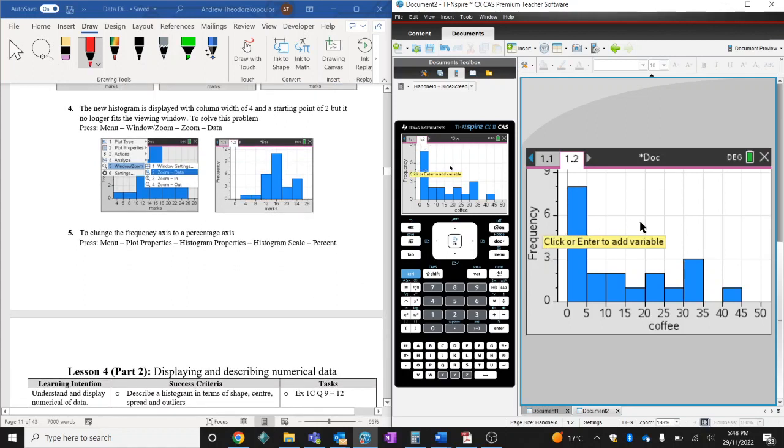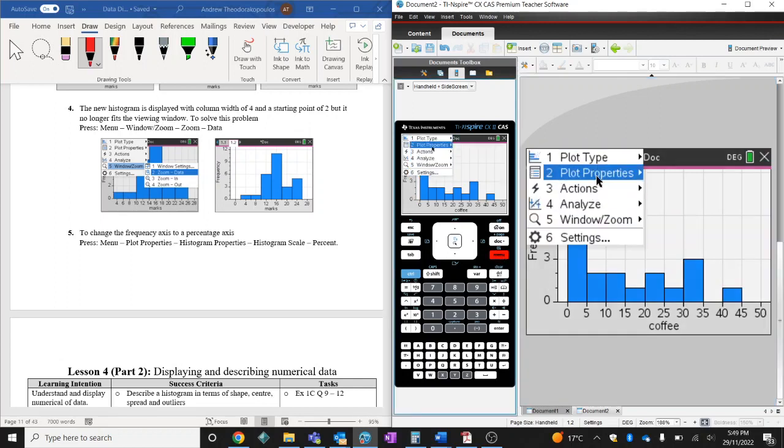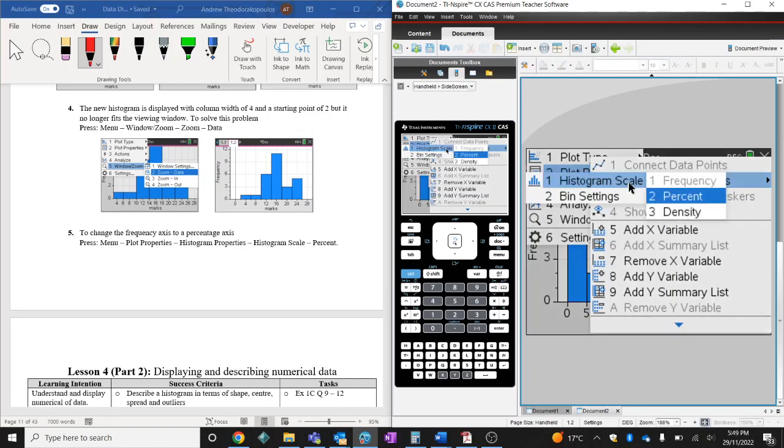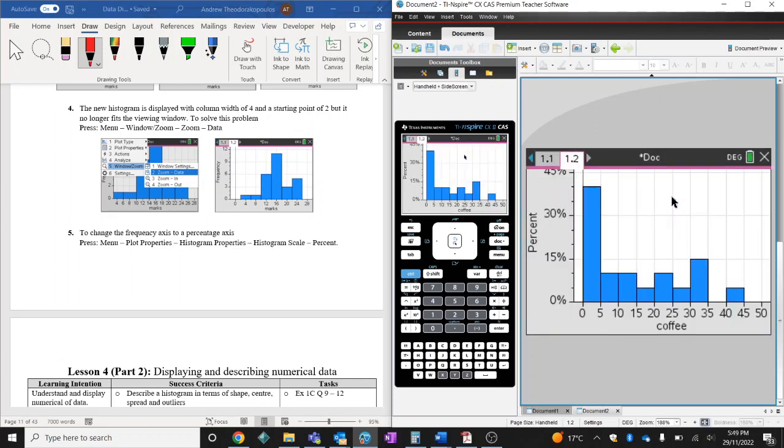And then if we want to, finally, this is just a frequency, but if we wanted the percentage frequency, what do we do? We press these buttons here. So Menu, Plot Properties, Histogram Properties, Histogram Scale, and then Percent. And you'll notice that the look of it doesn't really change, but the percentages do. So now I can see that this here has a percentage of 40%. You can even see that at the top of your screen. This one has a percentage of 10, 10, 5, 10, and so on.